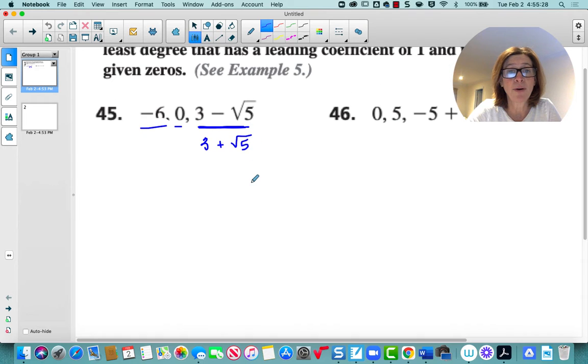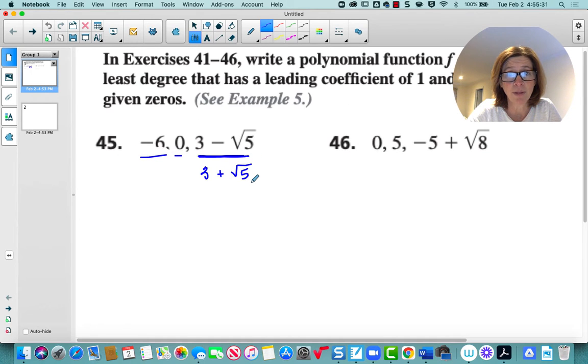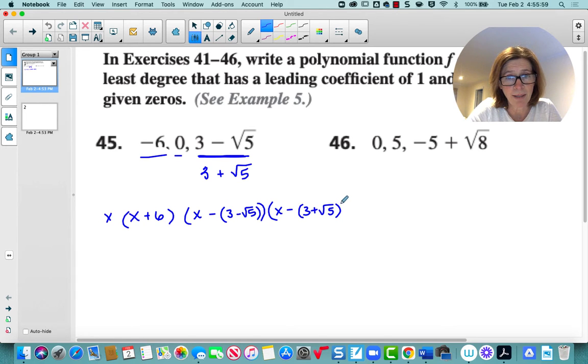All right, so when you want to write a polynomial function from the zeros, first you should write all of your zeros as factors. So -6 would have been x plus 6. That would be its factor. 0 would just have been a factor of x. And then we would have had x minus 3 minus root 5 and x minus 3 plus root 5. Those would be my factors.